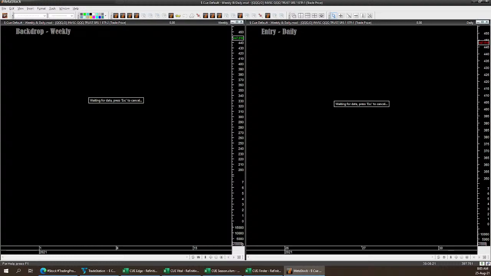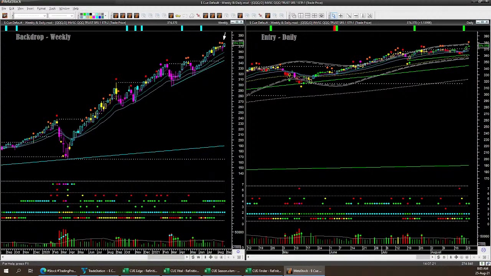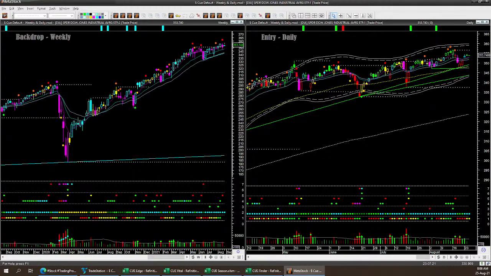QQQ also made a new all-time high yesterday. That is this candle. This last dot, the small dash that is coming, that is today's pre-market price. This is yesterday's price, made a new all-time high yesterday in clear uptrend. DIA also in an uptrend, has trendline support, no trendline resistance. Yesterday closed with an indecision shape candle.